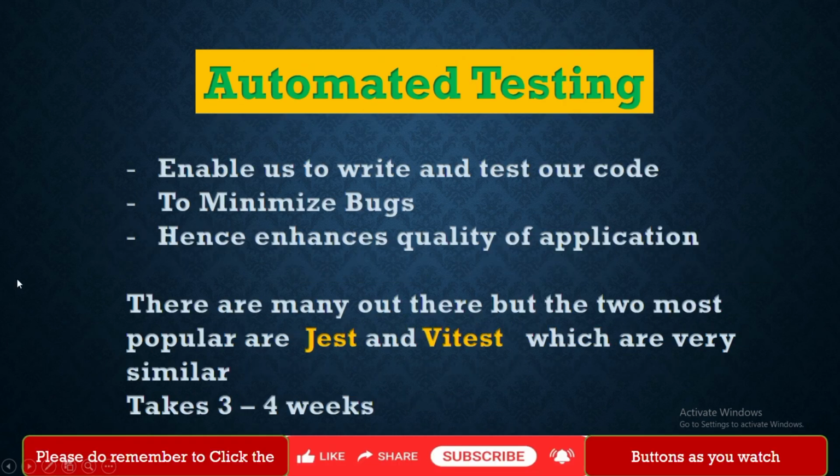The next thing we are going to be seeing is automated testing. This is another skill that you can add to your front end development skills to make them very beautiful. Why am I adding all these extra skills? It is to make you stand out there in the market. Okay, guys. With automated testing skills, you should understand how to test your code, to enable us to write and test our code and minimize bugs. You get it? It enhances the quality of our applications.